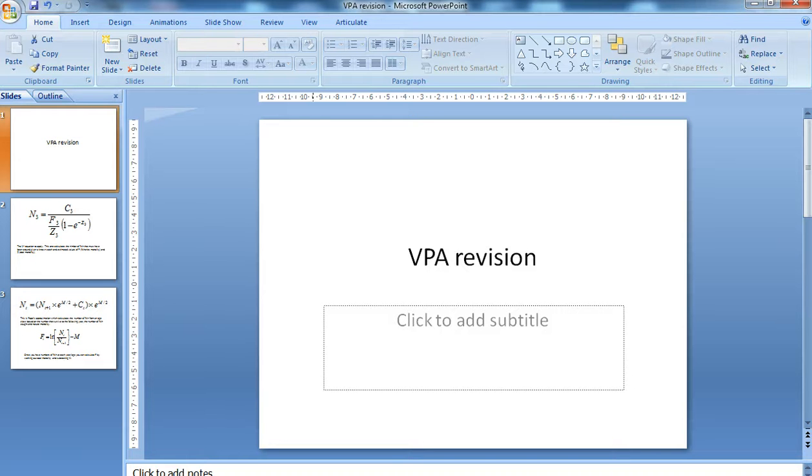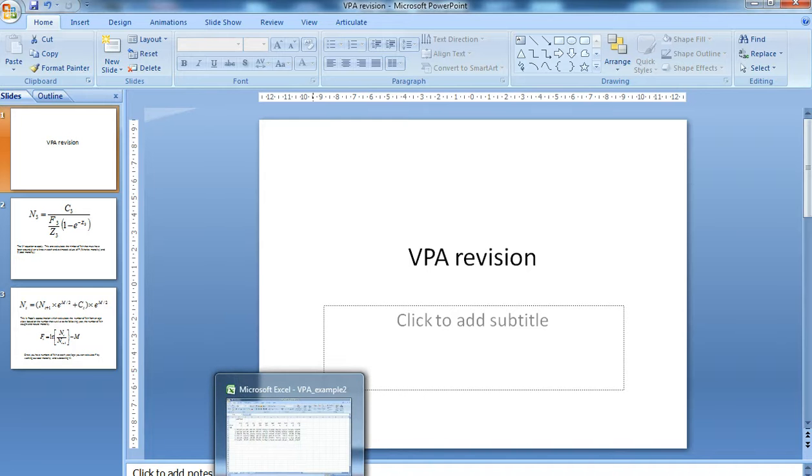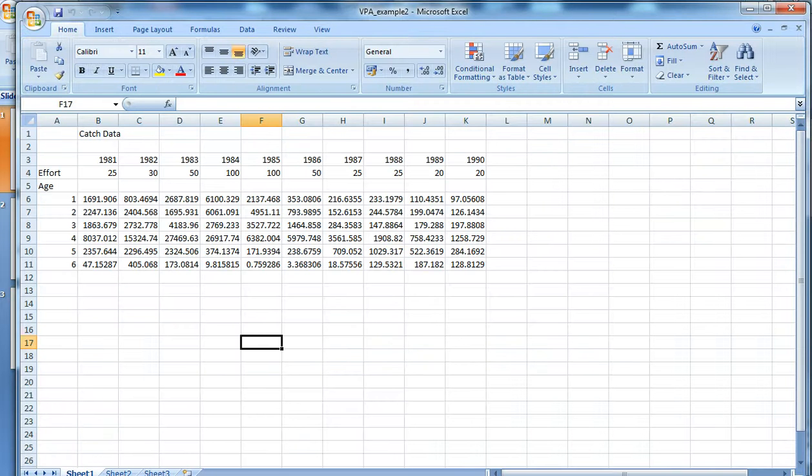Right, this is a promised VPA revision tutorial, virtual population analysis revision tutorial, and I'm just going to run through what you should do if you're confronted with data that look like this. So here we've got data by year, 1981, 82 onwards up to 1990, and then we have effort for each year.